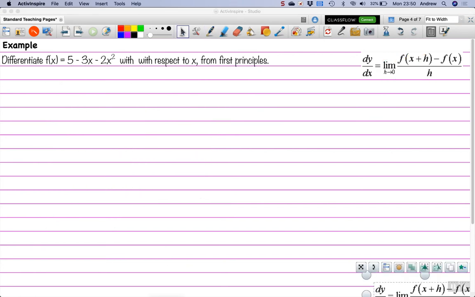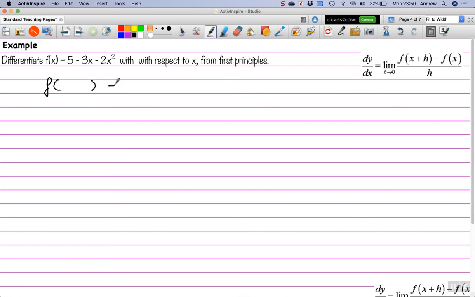You'll be pleased to hear this is now the last example. But every example we're doing is exactly the same, because when you're given the function f of x, what's the first thing you always should do? You should always do the empty bracket. So there's my f of empty bracket equals 5 minus 3 empty bracket, minus 2 empty bracket squared. So we've changed this function into an empty bracket function.